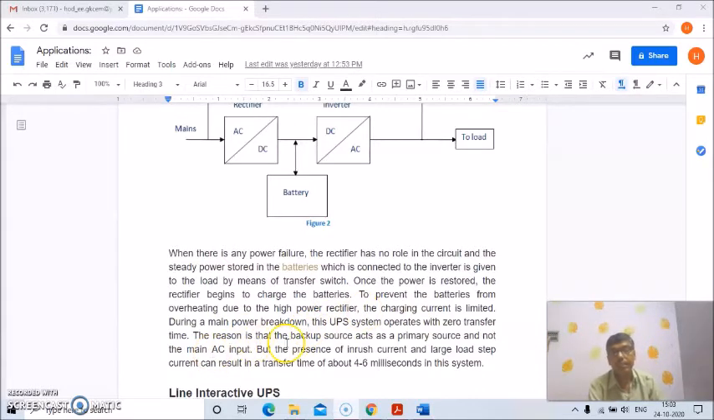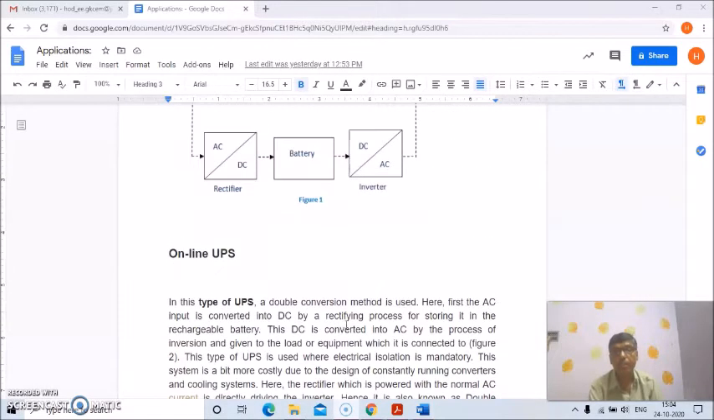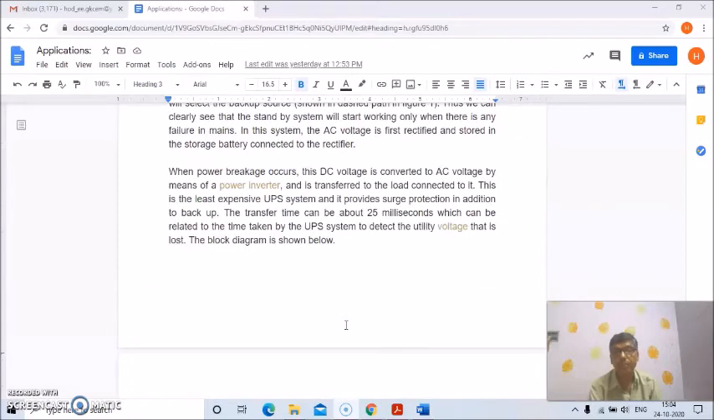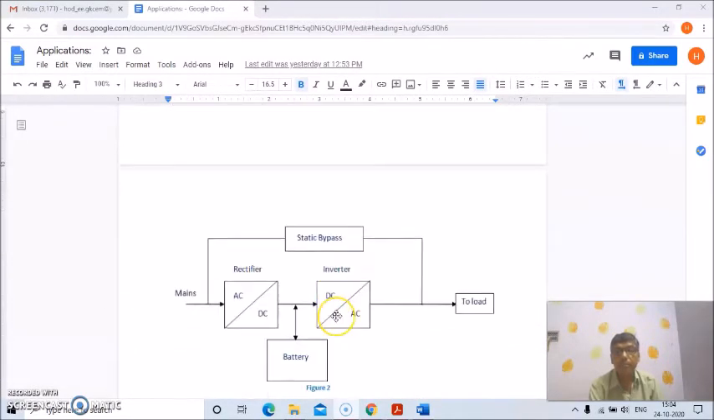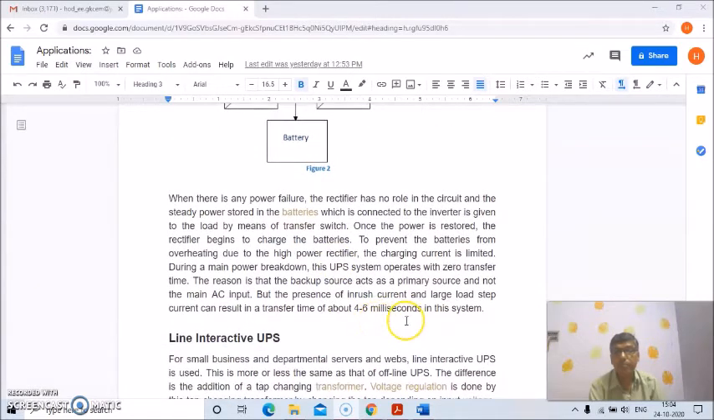The reason is that the backup source acts as the primary source and not the main AC input. But the presence of inrush current and large load step current can result in a transfer time of about 4 to 6 milliseconds in these systems, whereas we have seen that in the case of the offline UPS, this time period is not less than 25 milliseconds.